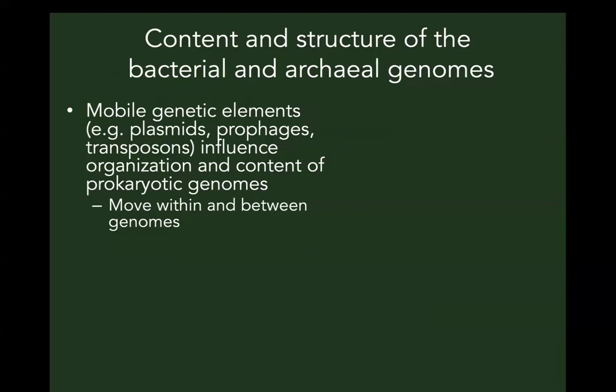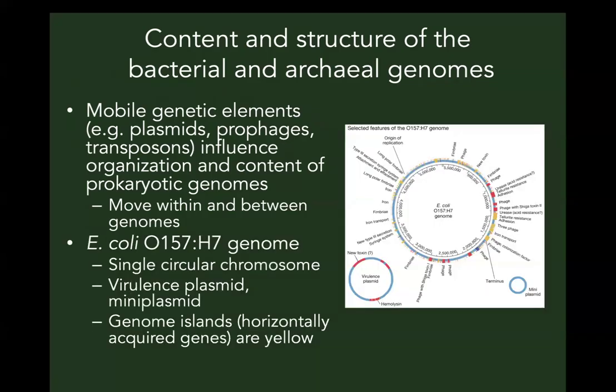So mobile genetic elements like plasmids, prophages, and transposons can influence the organization and content of the genomes of prokaryotes like bacteria and archaea. And they have the capacity to both move within and between genomes. So we're going to talk about some of those here.